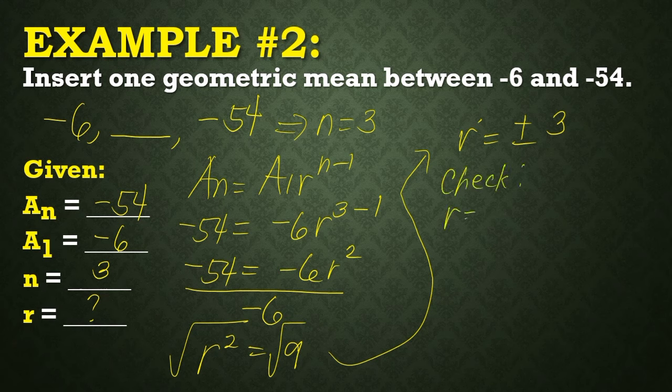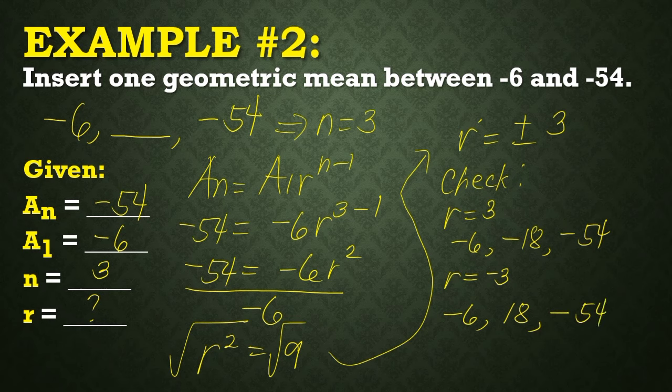So, if r is positive 3, yung mga terms natin, negative 6 times 3, that is negative 18. Another 3, that is negative 54. Using negative 3, negative 6 times negative 3, that is positive 18, times negative 3, negative 54.